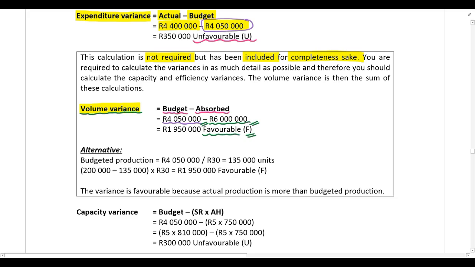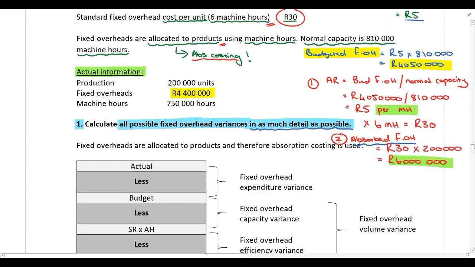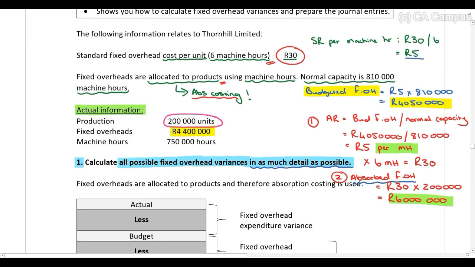If you further want to look at the logic, remember, as an alternative, we can calculate this volume variance by looking at the difference between the budgeted and the actual production. So, we know that they actually produced 200,000 units. We don't know how many units they budgeted to produce. However, we do have the total budgeted cost, and we have the budgeted cost per unit. So if we take the total cost and divide by the cost per unit, that will give us the budgeted production in units.